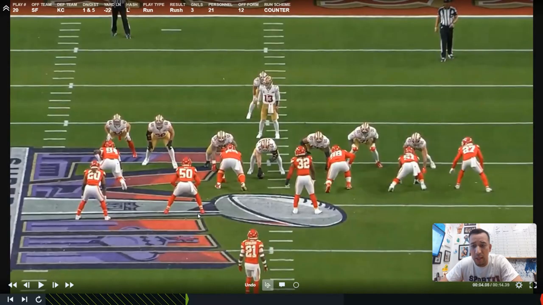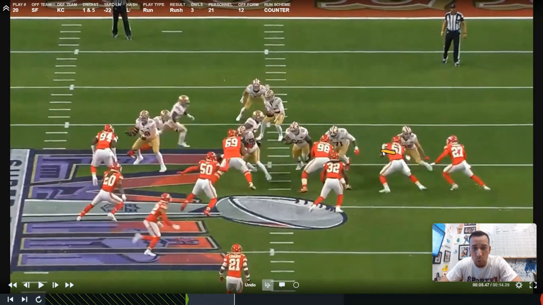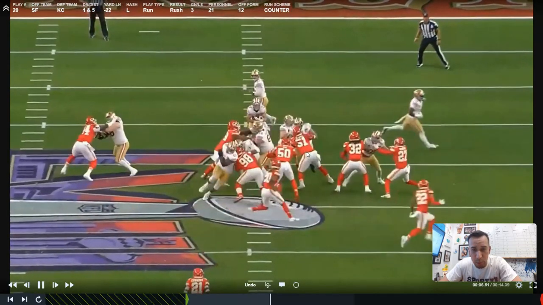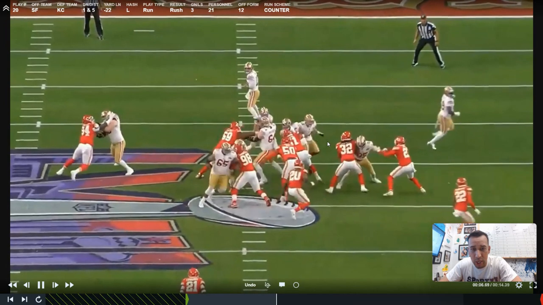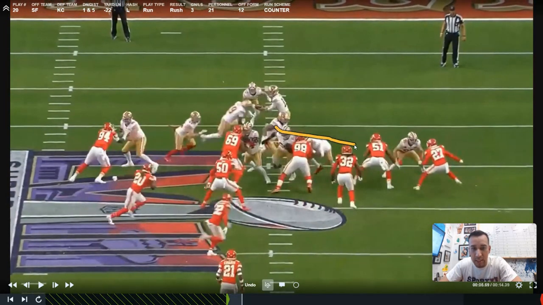The Niners don't get the influence off the jet they were looking for, and now we're looking to see 51 is stepping down, and he is trying to scooch inside of the pulling guard, which means that Juszczyk, who's now the lead, cannot fit inside. Ordinarily, you'd want to see this guy kick out, and then Juszczyk should pull inside and get to the ream.